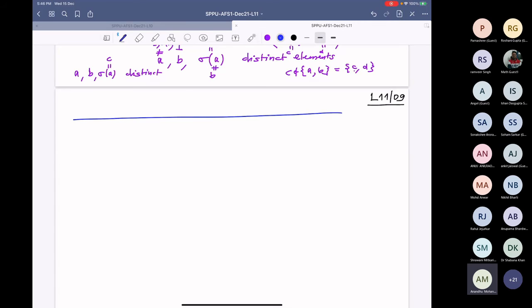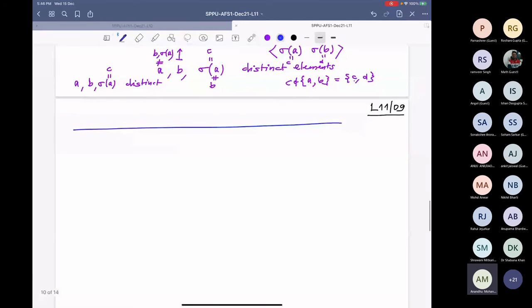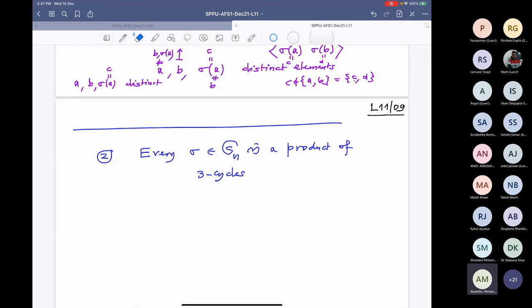Okay, the next observation, the second one: every sigma in S_n is a product of 3 cycles. Not in S_n, I meant A_n, because we want to study the group A_n more carefully.